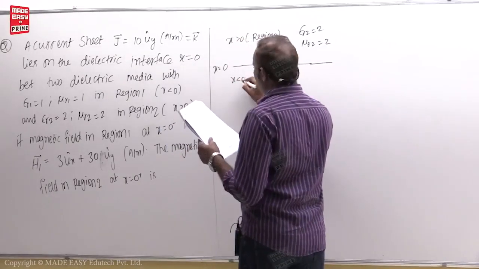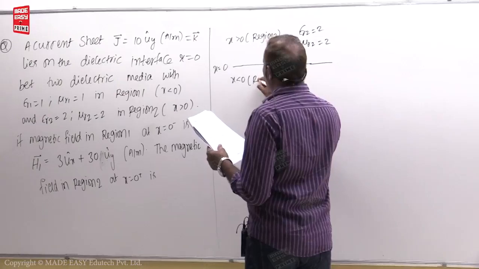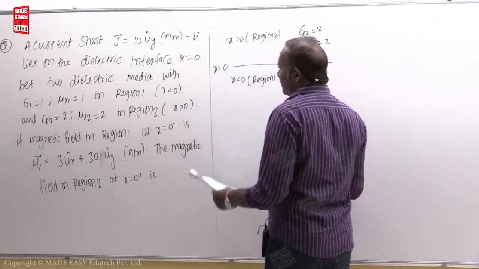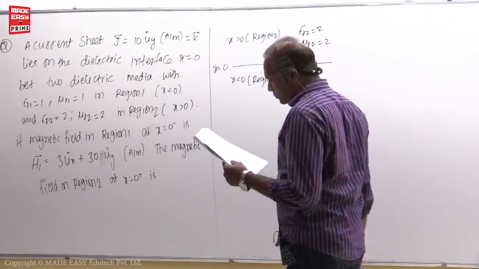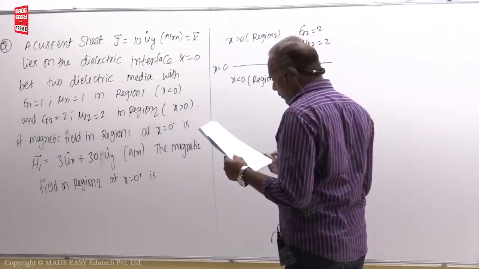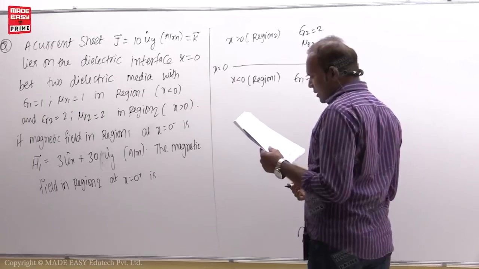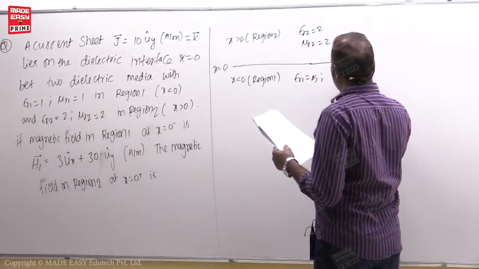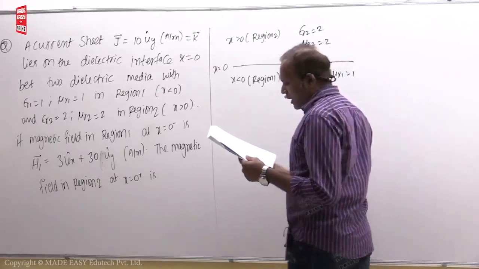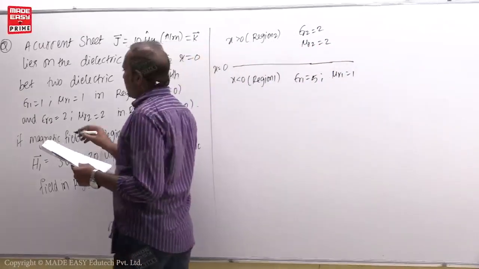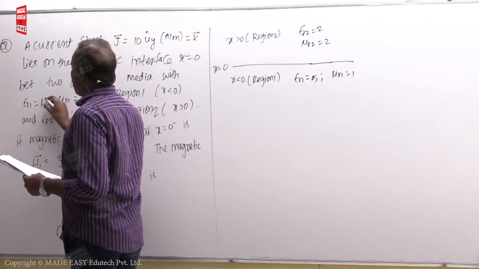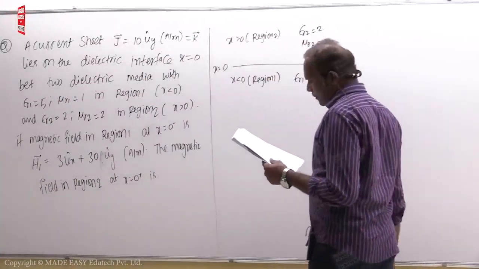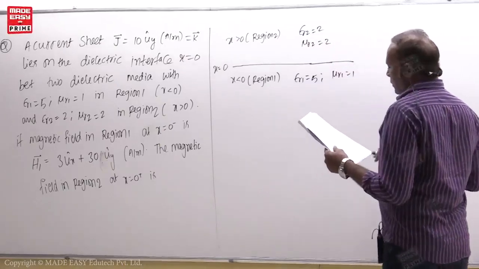Now x less than 0 is region 1. Here epsilon r1 is equal to, here 5 is printed, there 1 is given it seems. Anyway, you write 5 and mu r1 is equal to 1. We are not bothered about this epsilon r because magnetic fields are given. So we don't use these epsilon r's. Mu r's only we will use. Okay. So this is the question.